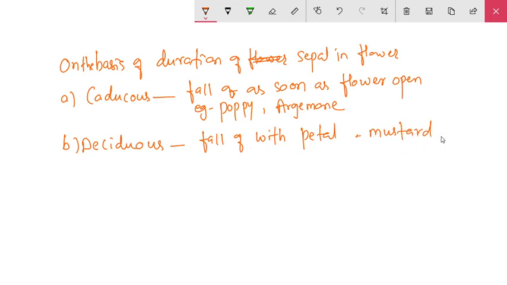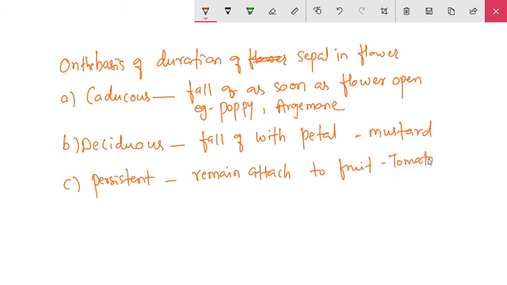Example mustard. मोहरी मध्ये या ठिकाणी आपल्याला अशा पद्धतीने दिसते. Then the third condition that is persistent. Persistent. Okay, persistent म्हणजे काय? It remain attached. This calyx they remain attached to the fruit. Okay, attached to fruit. So that is known as the persistent. Example, the tomato or brinjal.